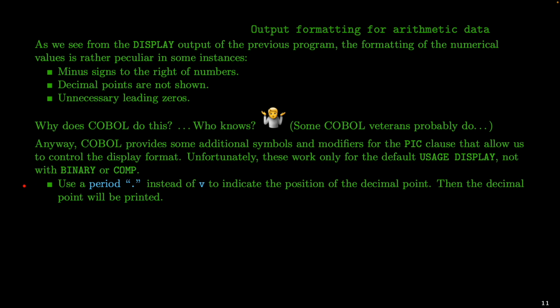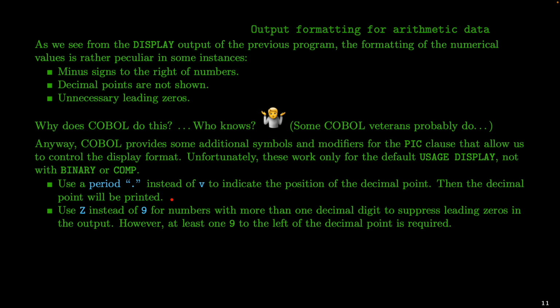Now, these additional symbols include a period, which we can use instead of the V to indicate the position of the decimal point. If we do that, then the decimal point will be printed. We can use the symbol Z instead of 9 for numbers with more than one decimal digit to suppress leading zeros in the output. But we need to have at least one 9 to the left of the decimal point. And we cannot use the letter Z after the decimal point. But at least, yeah, we can get rid of the leading zeros.